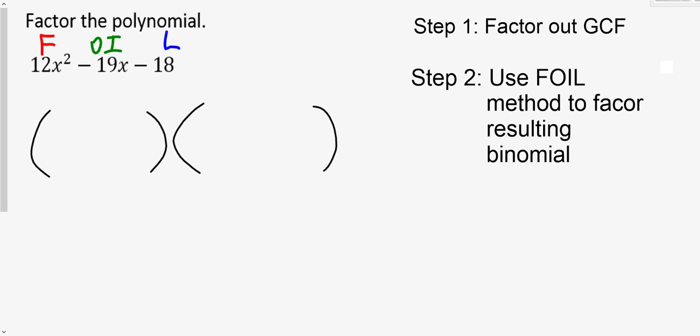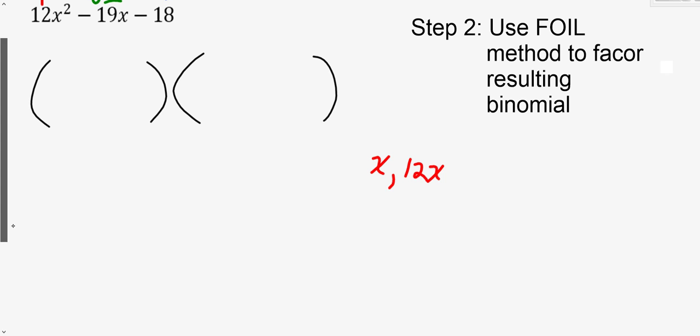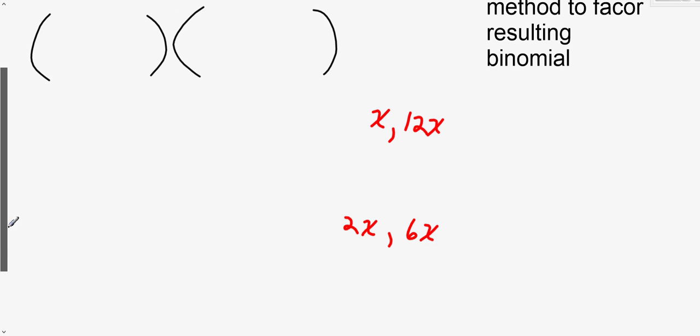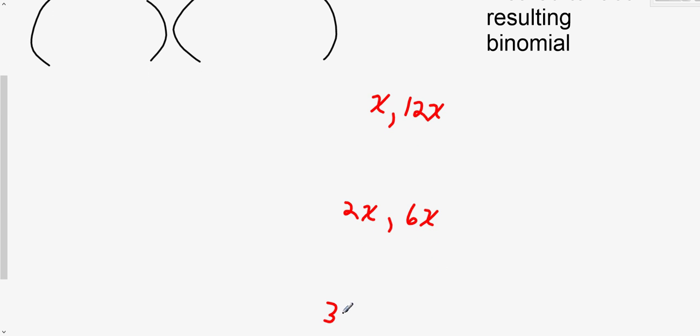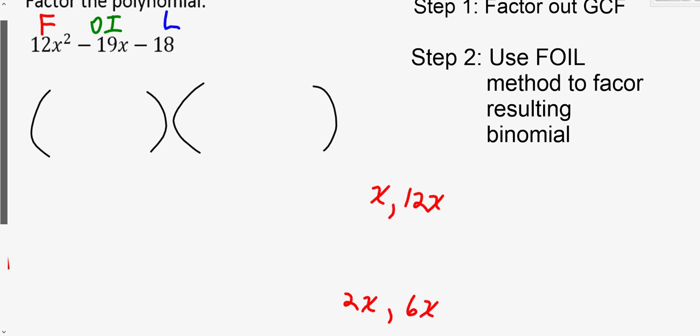All right, well, there are many more choices this time. For instance, for first times first, we could have 1x and 12x. That's a distinct possibility. We could also have 2x and 6x. And not only that, 12x squared also has factors 3x and 4x. Those are some of the factors of 12x squared that could possibly be used in this binomial, all right?